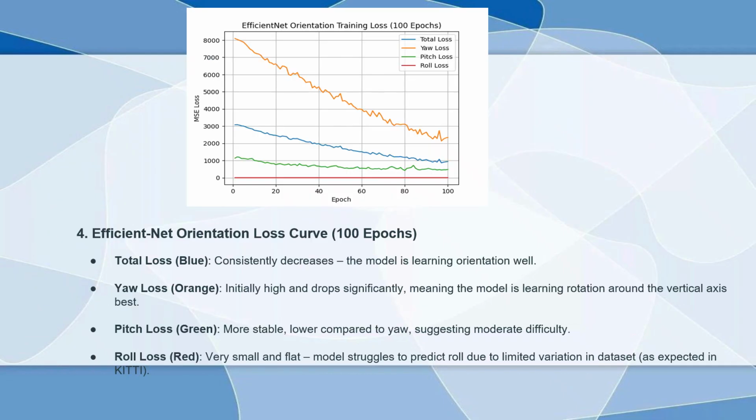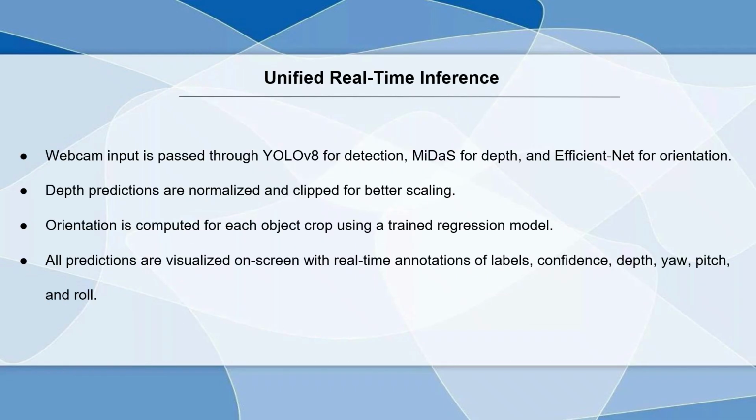This is the training loss curves that I have obtained for orientation estimation. It consistently decreases, so the model is learning orientation well. Yaw is initially high and drops significantly, meaning the model is learning rotation around the vertical axis. So it is the best one. Pitch is more stable and lower compared to yaw, suggesting moderate difficulty.